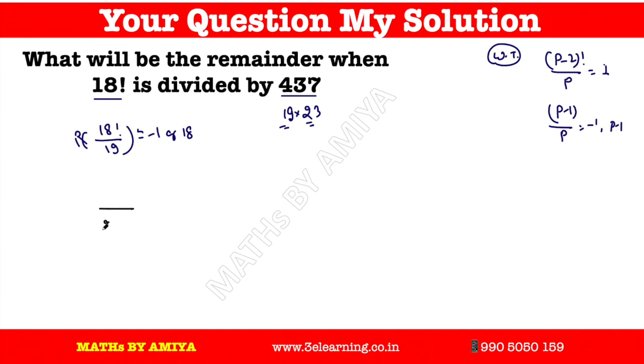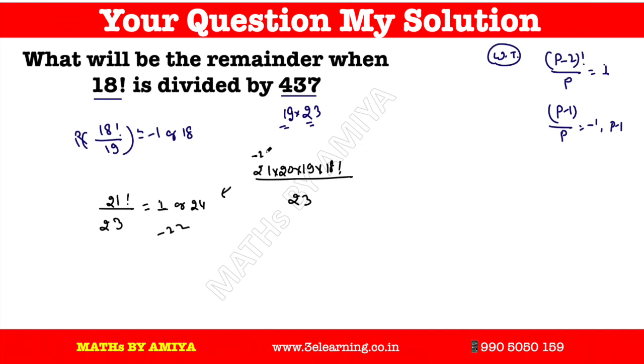When we say 23 divides 21 factorial, the remainder should be 1, or 24, or minus 22. Why do we have three options? Because 1, 24 or minus 22 are equivalent in terms of remainder for 23. But here the question is not 21 but 18. So we can write 21 into 20 into 19 into 18 factorial, when divided by 23. These are the options.